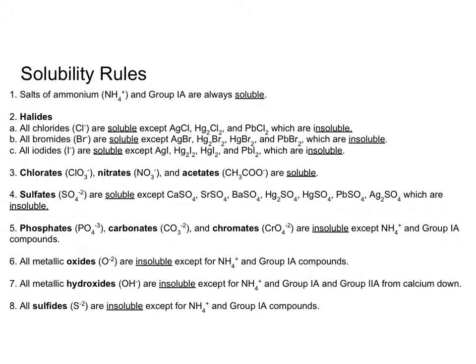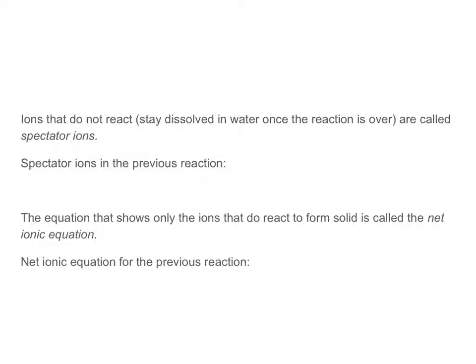All sulfate ions are soluble except if they're with calcium, strontium, barium, mercury, lead, or silver, then they are insoluble. Phosphates, carbonates, and chromates are insoluble except with ammonium and group 1 metals. All metallic oxides are insoluble except for ammonium and group 1 metals. All metallic hydroxides are insoluble except for ammonium and group 1 metals and group 2 metals from calcium down. And lastly, all sulfides are insoluble except for ammonium and group 1 metals. So I'm going to show you how to work through these rules, but in order to do that, the next thing I need to do is talk briefly about what a spectator ion is.